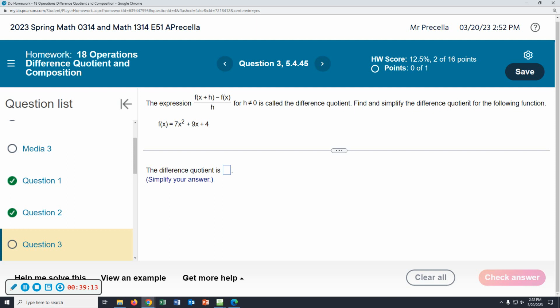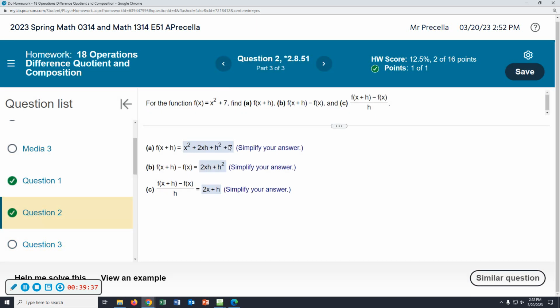Find and simplify the difference quotient for this function. F of x equals 7x squared plus 9x plus 4. So instead of walking you through the three steps, it just says give the final answer. We're still going to go through the 3 steps like we did on problem number 2. We'll find f of x plus h. That'll be the lengthy part of the problem, because the rest of it falls out real easy. Just mark out everything in the original function and then put that over h.